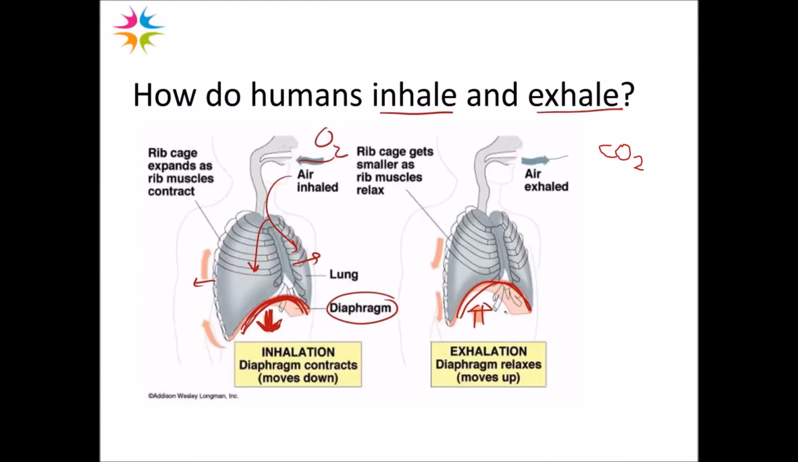So what happens when we breathe in, or when humans inhale and exhale? On your left hand side, we're going to look at this first. When you take oxygen into your body, the muscles between your ribs contract, and this pulls your rib cage up and out. The diaphragm contracts as it moves down. The volume inside your chest increases. The pressure inside your chest decreases. This draws air into your lungs.